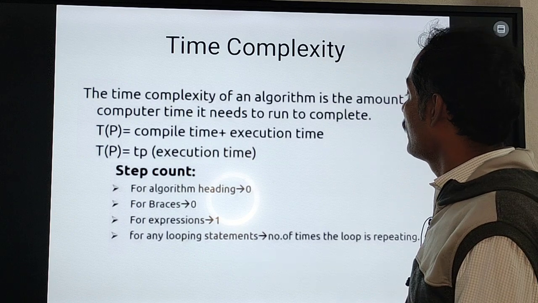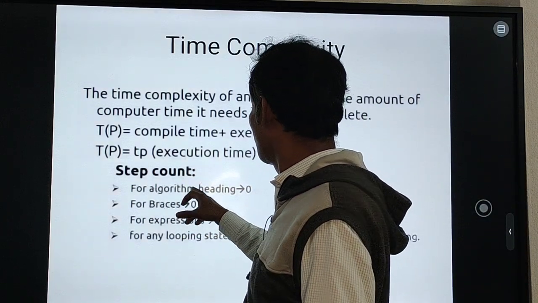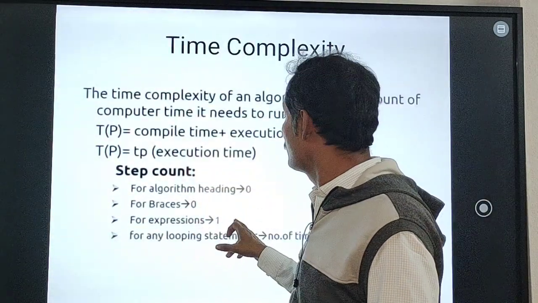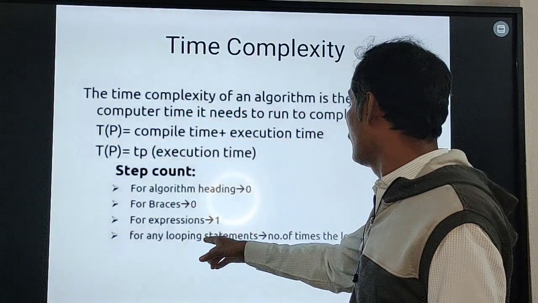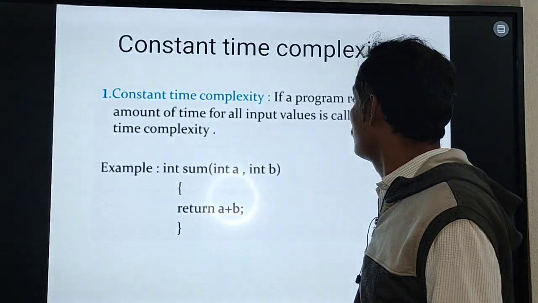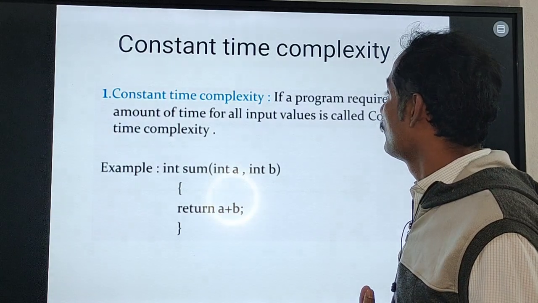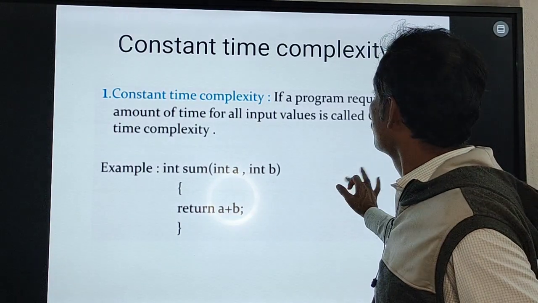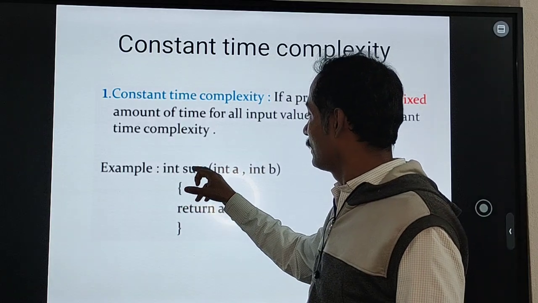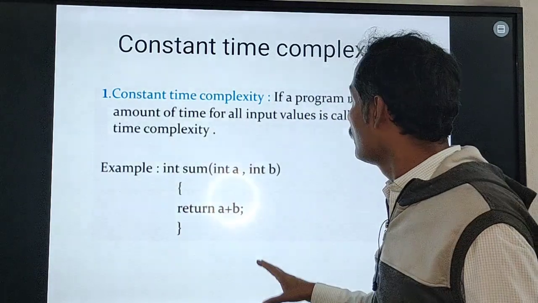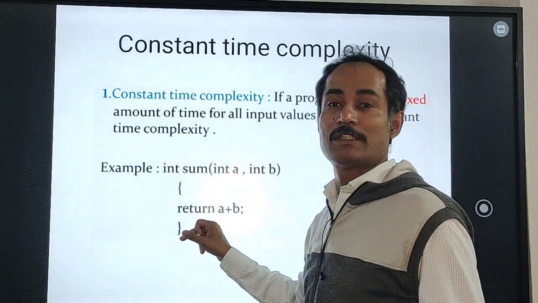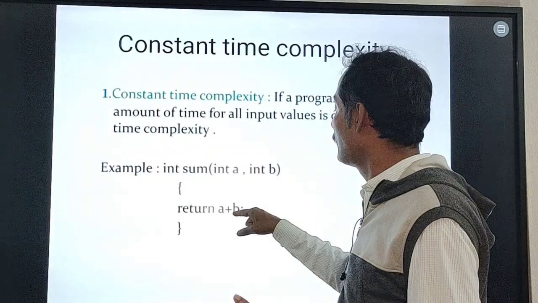Now time complexity. Here also, when you are designing an algorithm, for the algorithm heading, no word is counted. For braces, no word is counted. For expressions, only one word is counted. And for any looping statement, the number of times the loop is repeating is counted. Here are examples for constant time complexity and linear time complexity. At first let's consider constant time complexity. Here we have the function sum, with two variables a and b, and we simply return a plus b. That's why it is constant, because no repetition is there. Only one time we calculate a plus b, and that is returned.